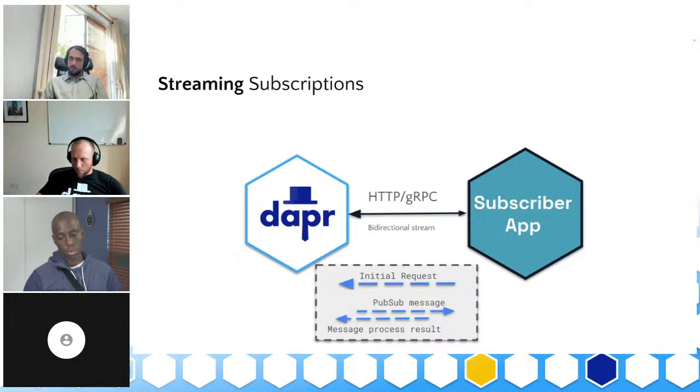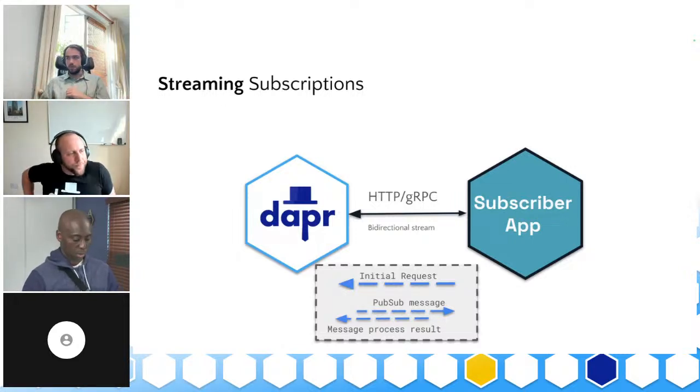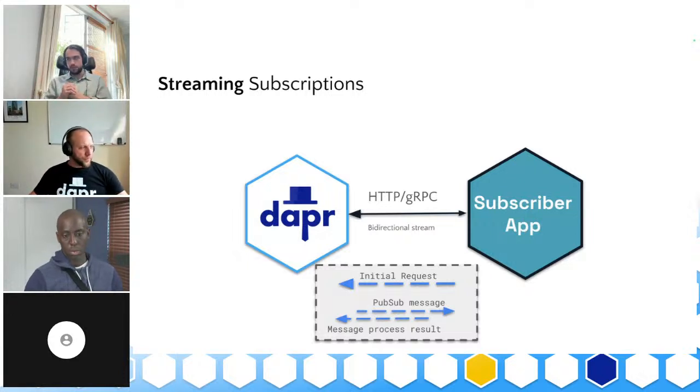What happens with streaming subscription is that your application code will be the one which makes the connection to Dapr, and it will make this initial request that I've got here. That initial request is going to contain all the things that you previously had to define in your YAML or in your /subscribe server endpoint in that JSON file. So it will contain the pub sub you want to subscribe to, and so on.